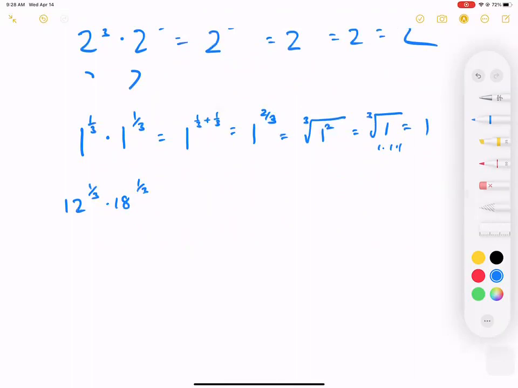So I want to ask you guys to rewrite this back into the radical form. Okay, back into the radical form. And this would become the cube root of 12 times the cube root of 18. You guys are okay with that? And I wonder if you guys remember this rule. If I am multiplying radicals, we can write them over one large radical.